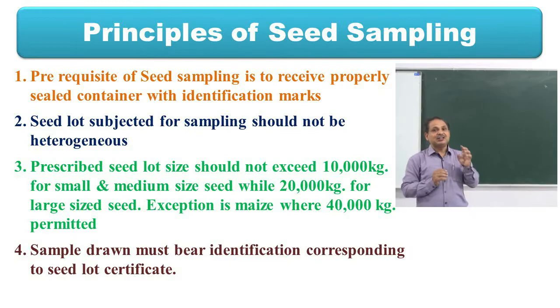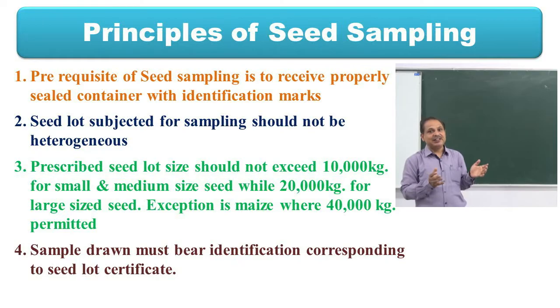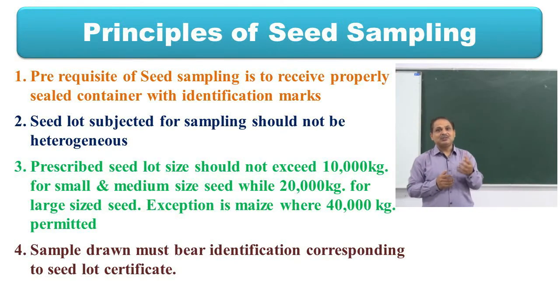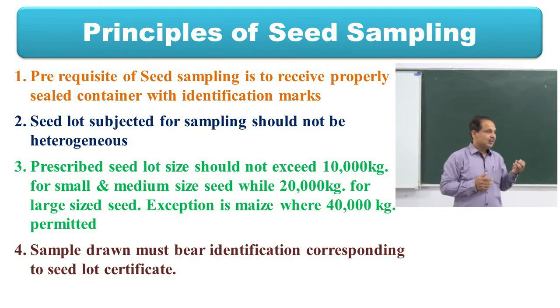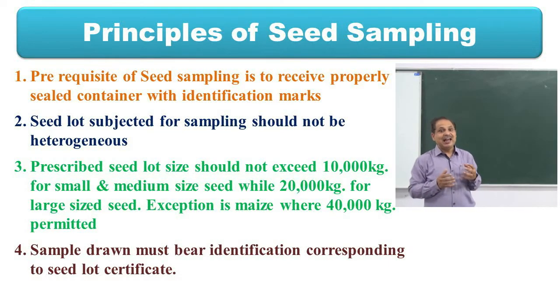Second, the seed samples should be properly sealed. Otherwise, what happens? If it is not properly sealed, the moisture content will evaporate, and that is why the moisture percentage is not estimated rightly.